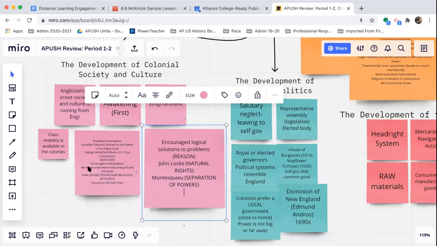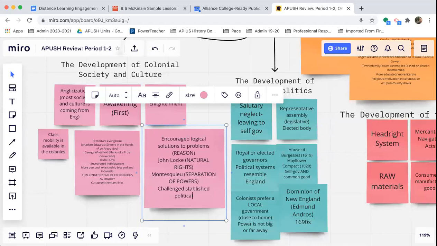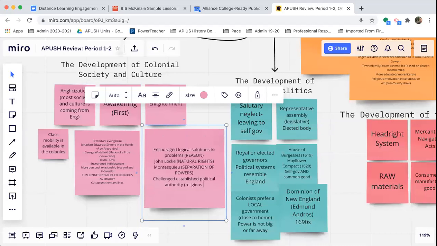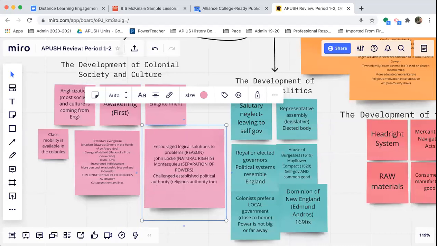If the Great Awakening challenged established religious authority, what does the Enlightenment do? Challenge political authority. There you go. Challenge established political authority. And in a sense, isn't it also going to challenge religious authority, because it's going to look outside of religion for solutions to problems? All right. Good. Locke, Montesquieu.